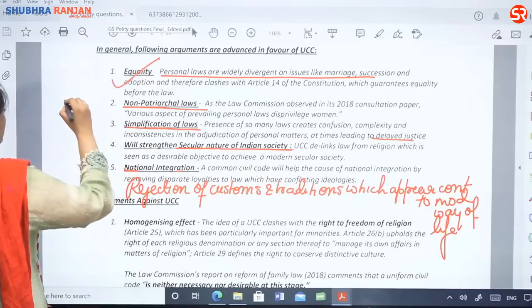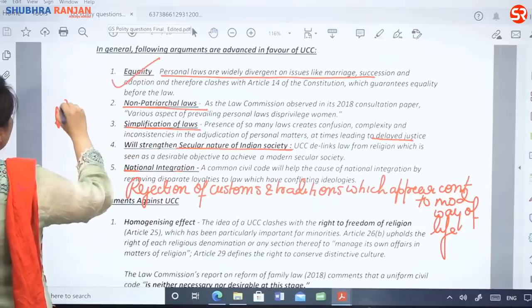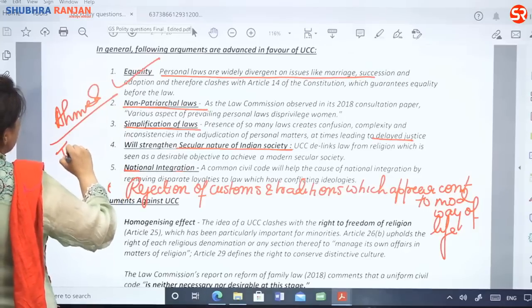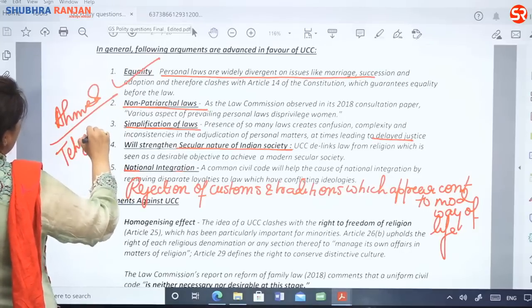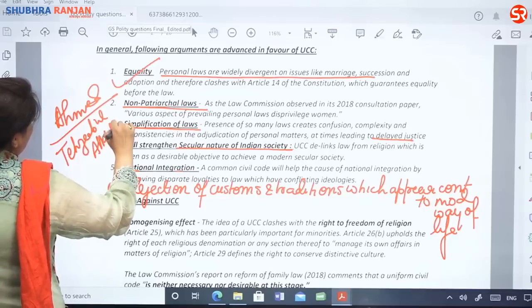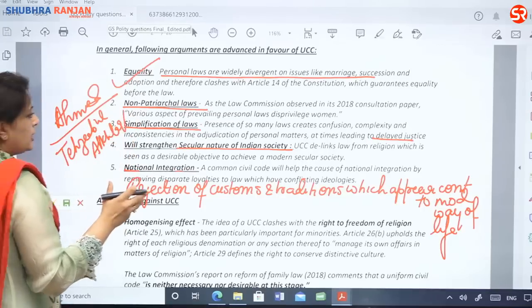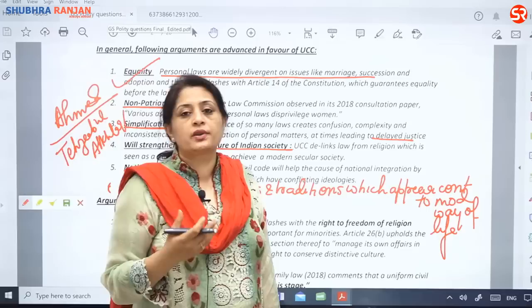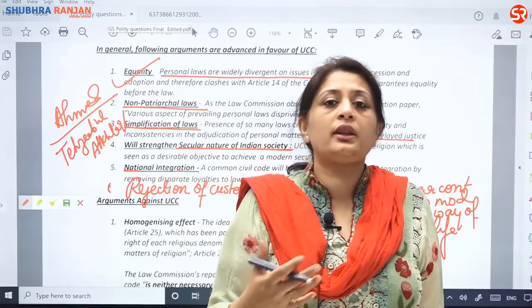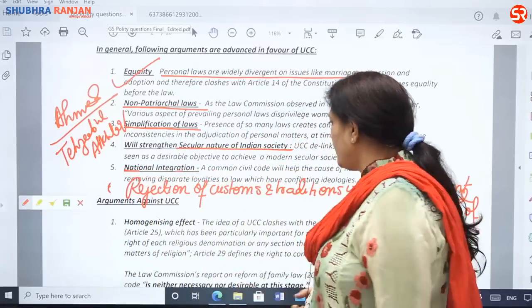In fact, Sir Syed Ahmad Khan himself brought out one magazine, Tehzeeb ul Akhlaq, and Sir Syed Ahmad Khan held that those customs and traditions which have outlived their importance should go, and they should be reformed. Fine.